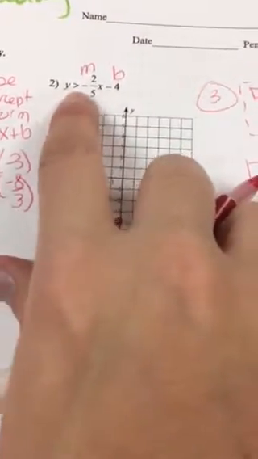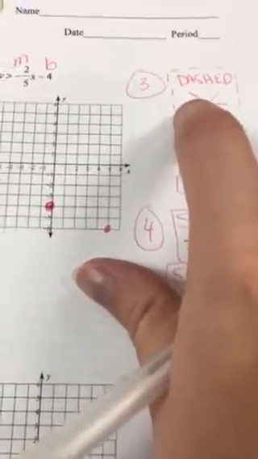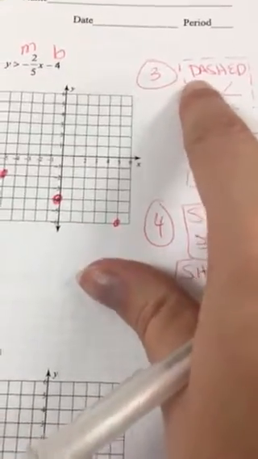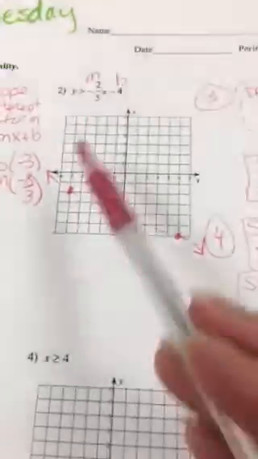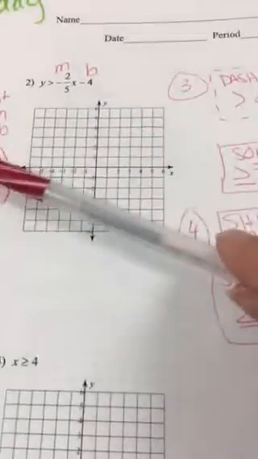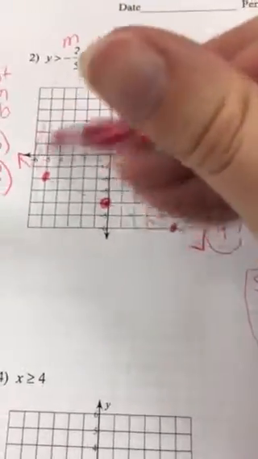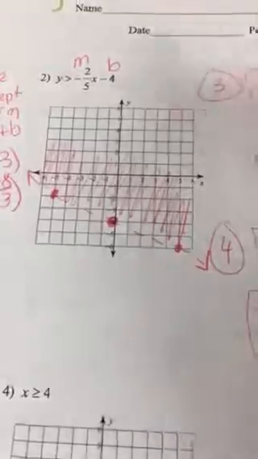Now, this is the new part for inequalities. I have just a greater than sign. So y has to be greater than. I'm going to connect the points using a dashed line. Okay, now the question is where to shade. Well, y is greater than. Where are the greater numbers? Over here. So I'm going to shade everything above this line.